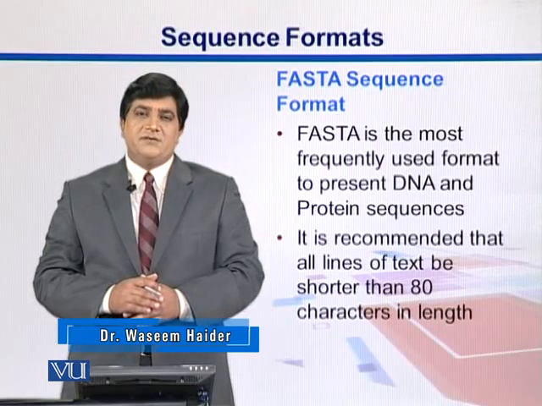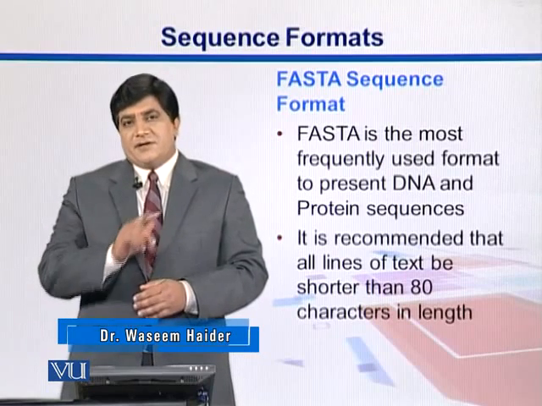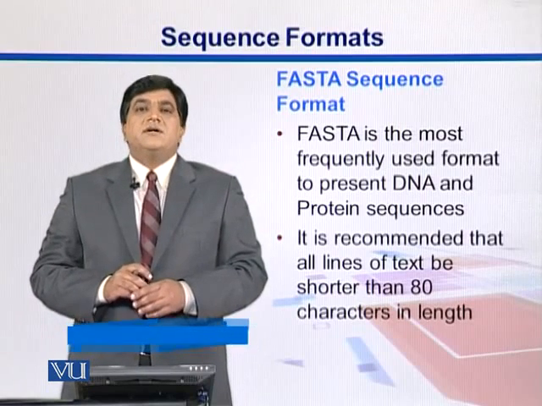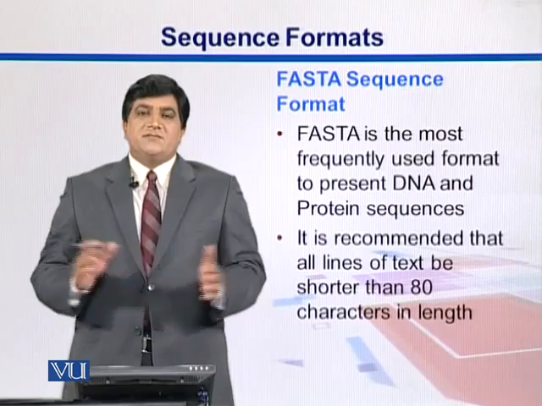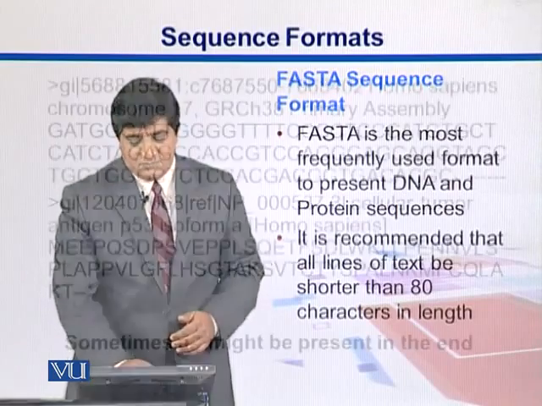Normally in FASTA, the sequences are put in with a greater than sign, and then down below there is the actual sequence. The length of each line should be less than 80 characters. Generally it's around 60 characters.